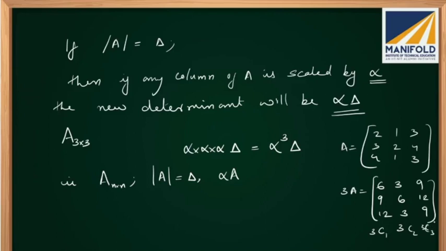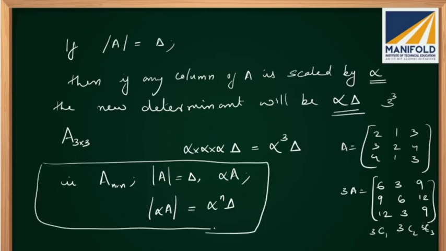Now, all the columns are scaled. So there are 3 columns. So in that case, it will be 3 cube times the determinant. So in general, if it is an n by n matrix, alpha will be scaling n different columns. Correct? So the determinant of alpha times A will be nothing but alpha raised to n into delta. Now this is the general relation. This is a very important relation, because if you scale a matrix by a constant, the new determinant will be the constant to the power n, where n is the order of the matrix, times the old determinant.